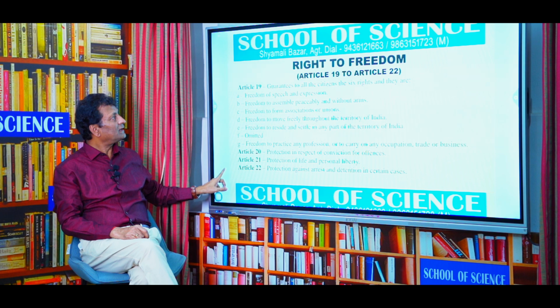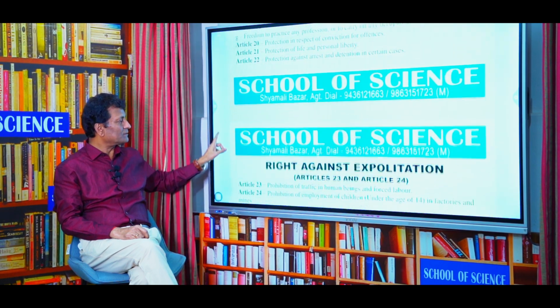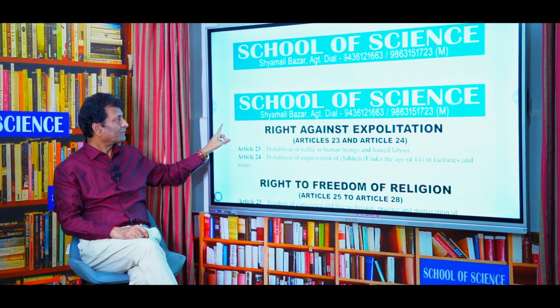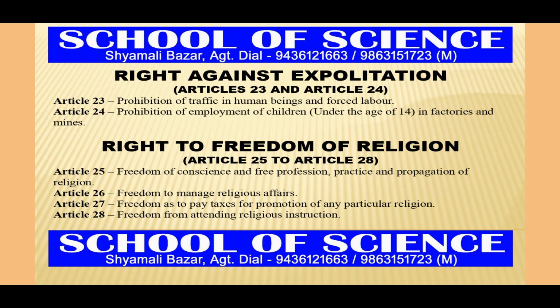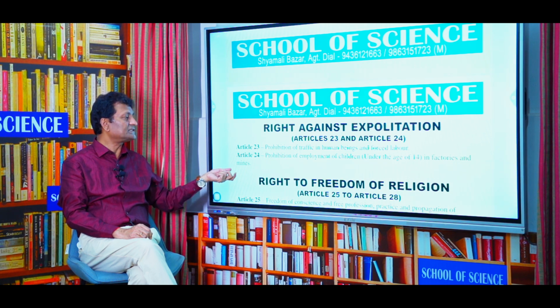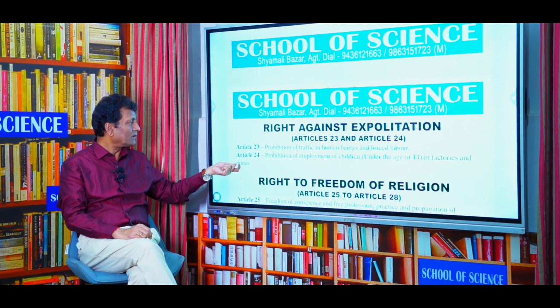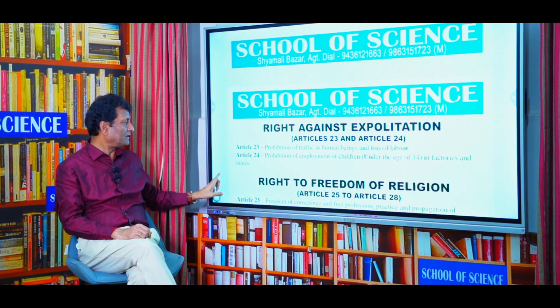Then the next articles come, 23 and 24. Right against exploitation comes under Articles 23 and 24. What is Article 23? Prohibition of traffic in human beings and forced labor. Article 24, prohibition of employment of children under the age of 14 in factories and mines. This comes under child labor. Article 24 is all about child labor.